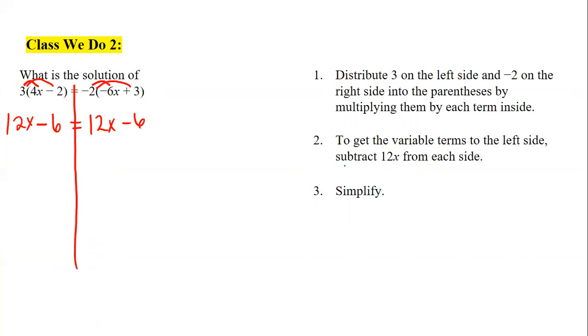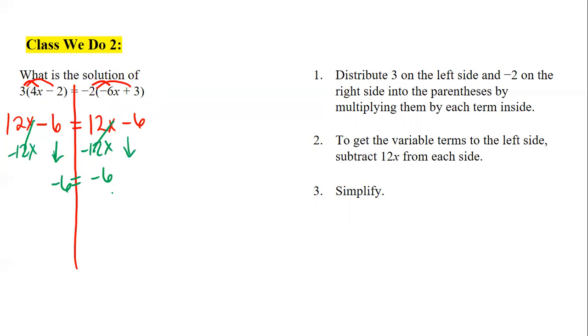Then done. Now get the variable terms to the left side. So I need to move my variable. So I'm going to subtract 12x. And then I'm going to simplify. And I'm left with -6 equals -6. What does this mean? Perfect. It is infinite solution.